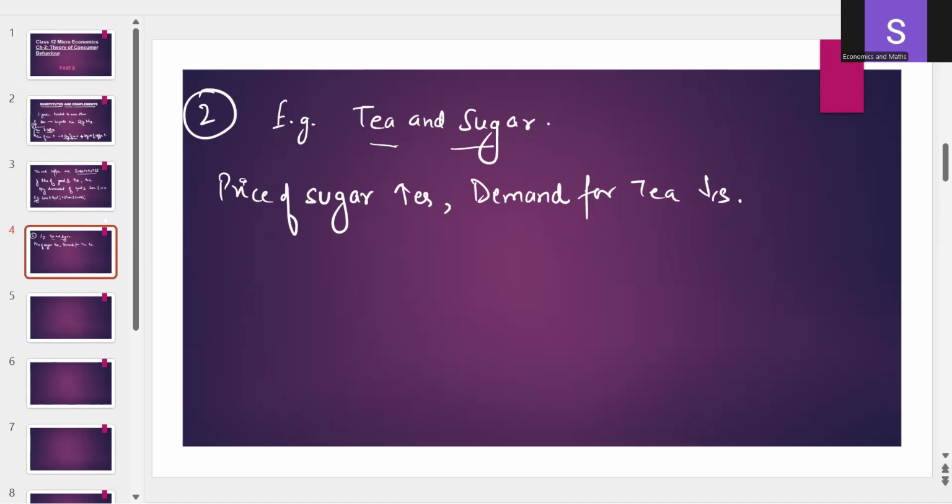All right. So why does it happen? Because they both, tea and sugar, go hand in hand. So tea and sugar are complementary to each other.